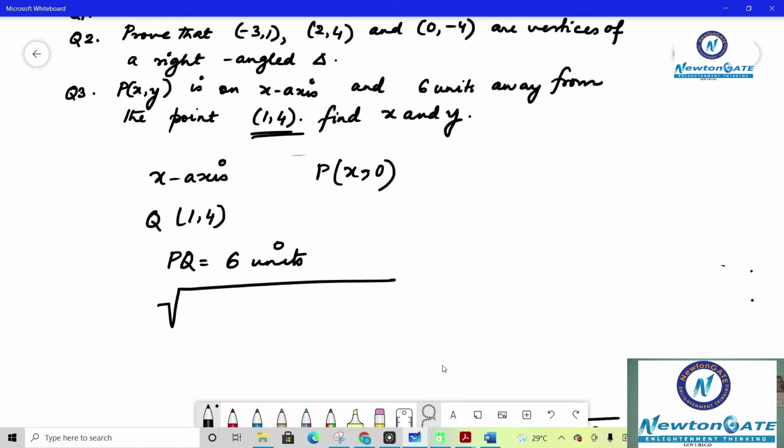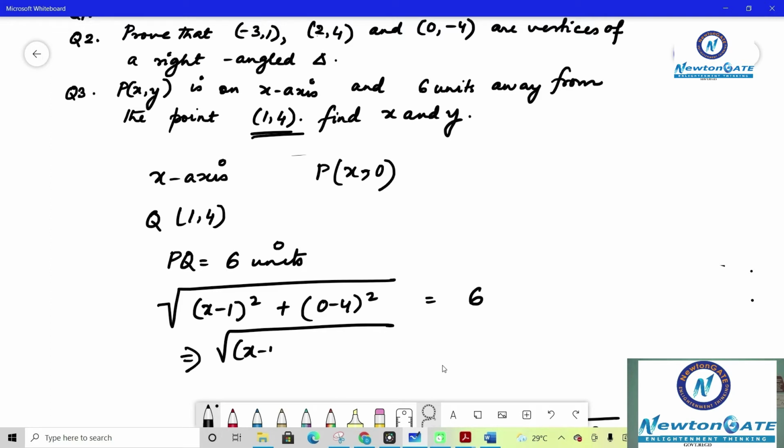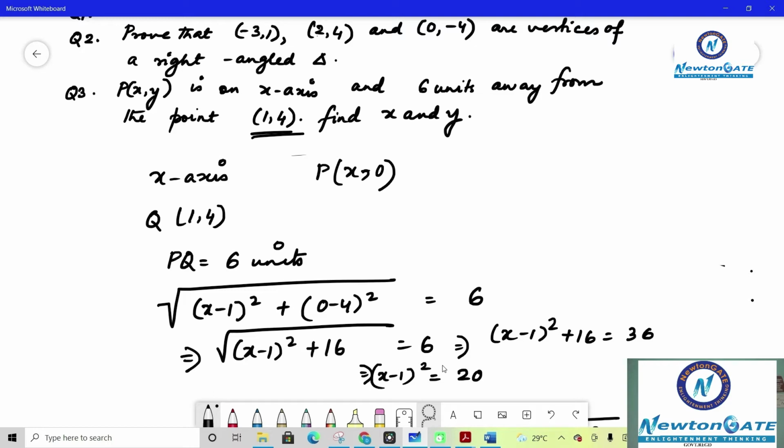So, (x minus 1) whole square plus (0 minus 4) whole square is equal to 6 units. So, that will be equal to 6. That implies (x minus 1) whole square plus 16 is equal to 6. On squaring both sides, I get (x minus 1) whole square plus 16 is equal to 36. So, (x minus 1) whole square is equal to 20.